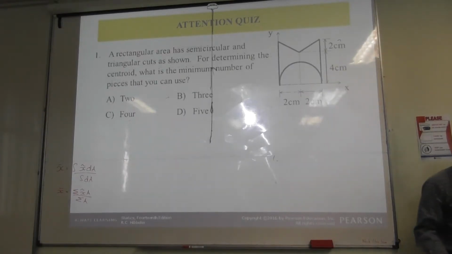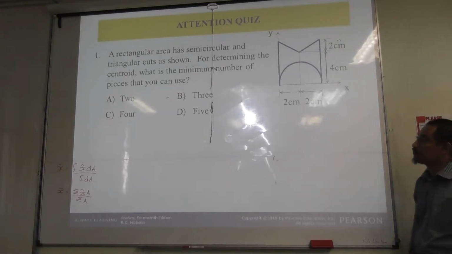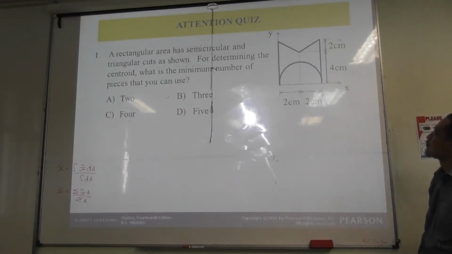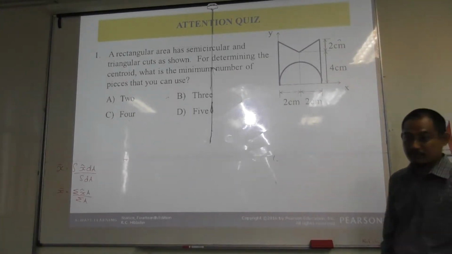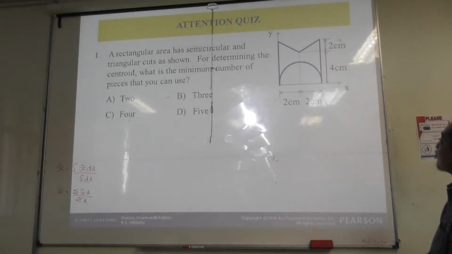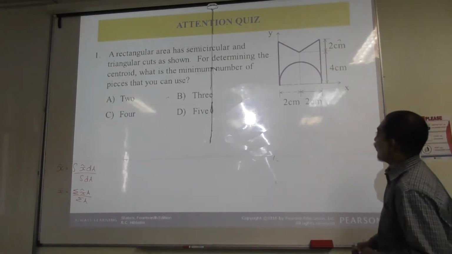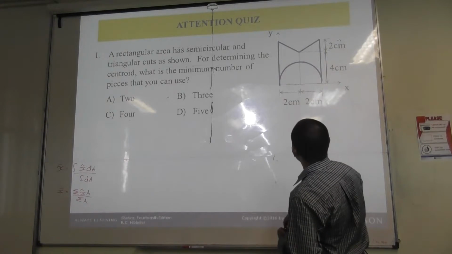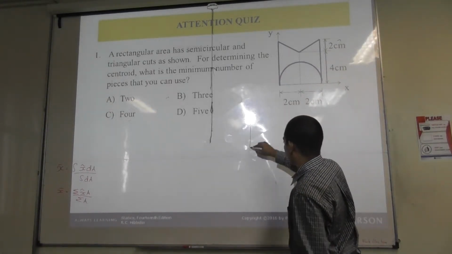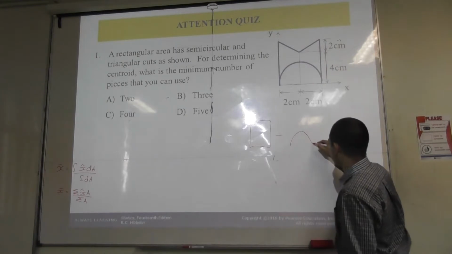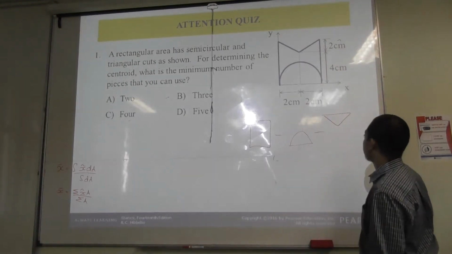Attention quiz. How will you divide the segment here if you have to solve this one? Two triangles. Okay, I think the least number of pieces you can do is this one, right? 1 minus this one minus this one. That's the easiest thing.